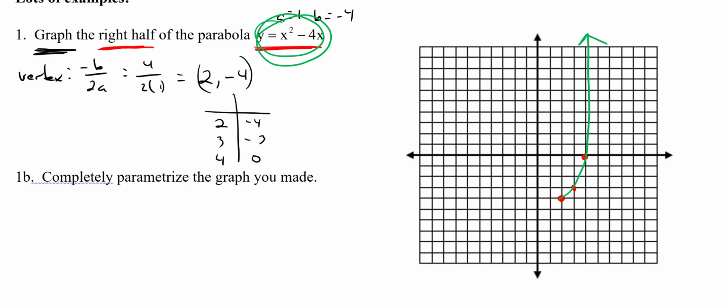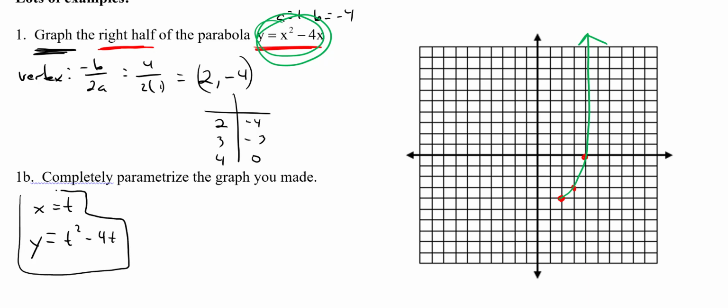Watch, this is all I'm going to do here. I'm going to make x equal to t, because remember, it's got to be in terms of t. So x equals t. And y is equal to, well, if x is t, then I can just substitute the t in for that x. So I get t squared minus 4t. That's it. That is parameterizing it.